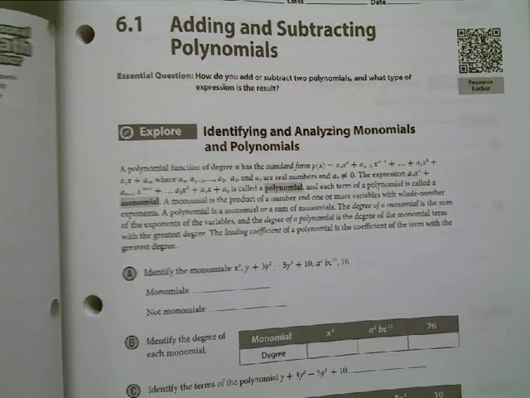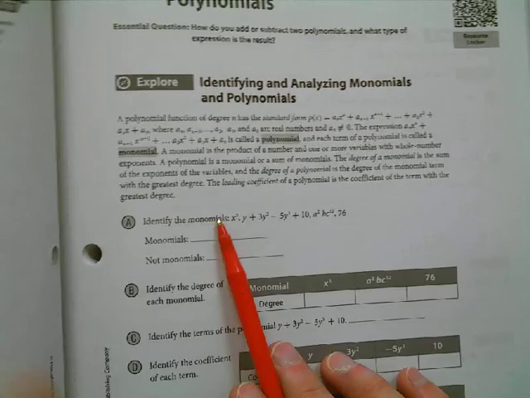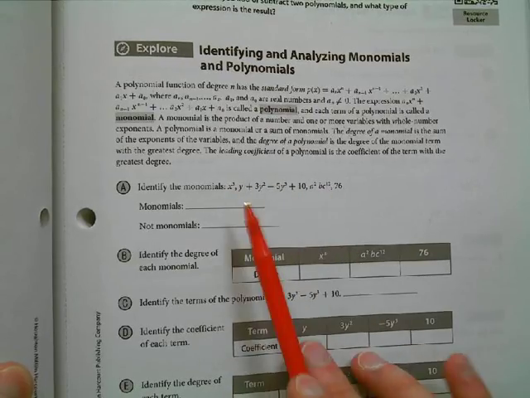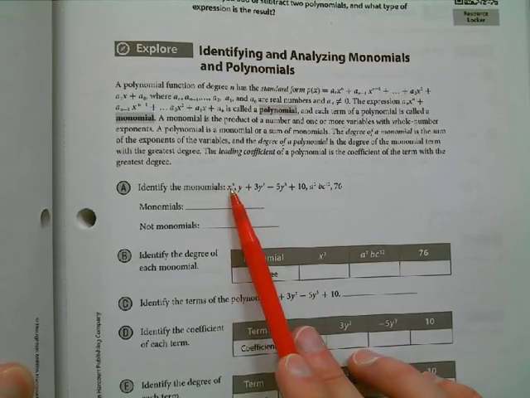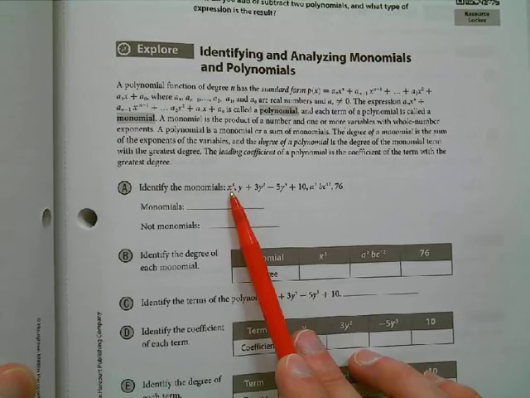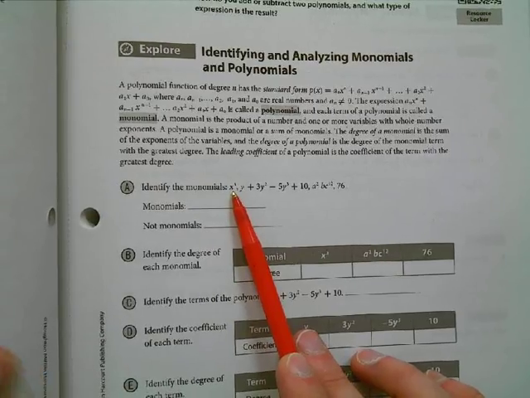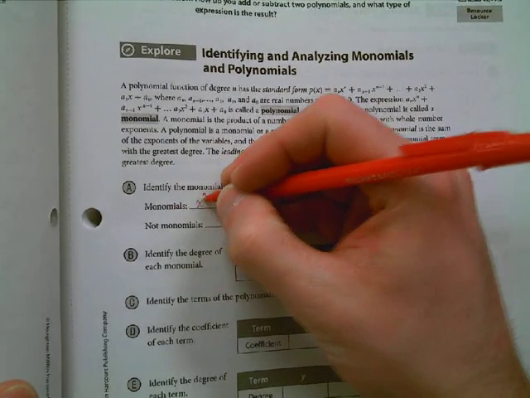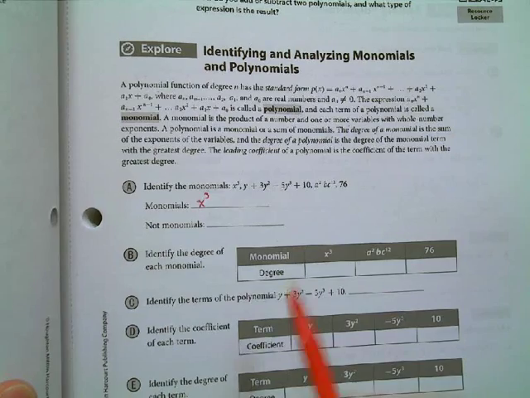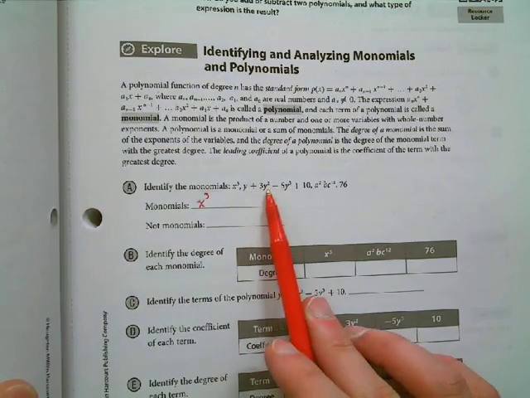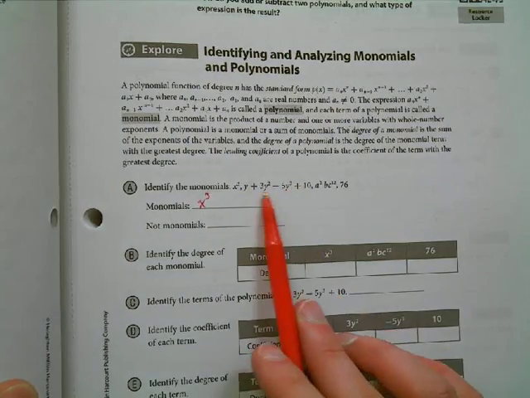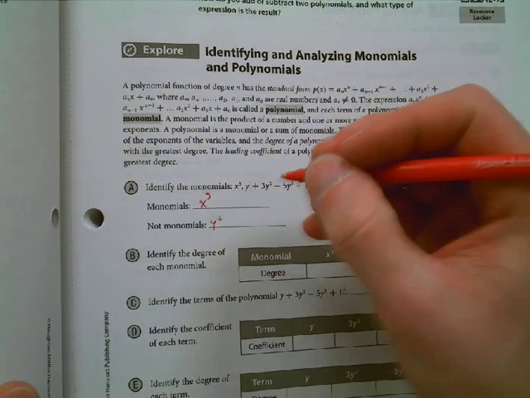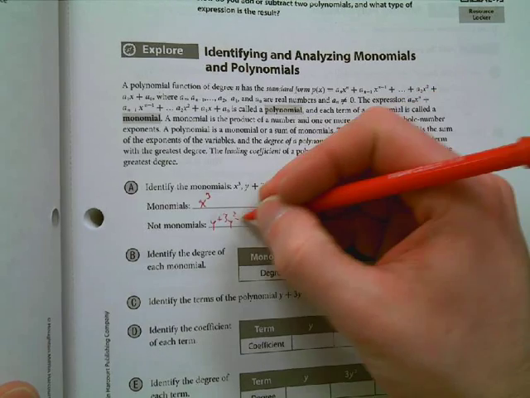And again, letter A, we'll scoot through this pretty quick, but we'll identify the monomials. For example, x cubed: is that a monomial? Yes, it is. It's a single term. What about y plus 3y squared minus 5y cubed plus 10? Is this whole thing considered a monomial? No, it's a polynomial.